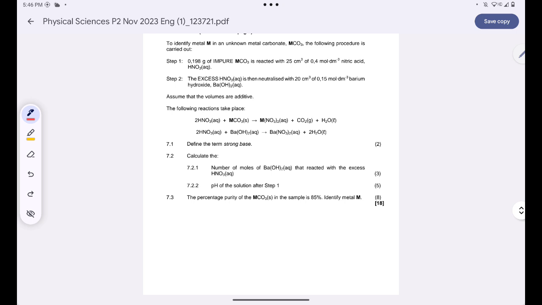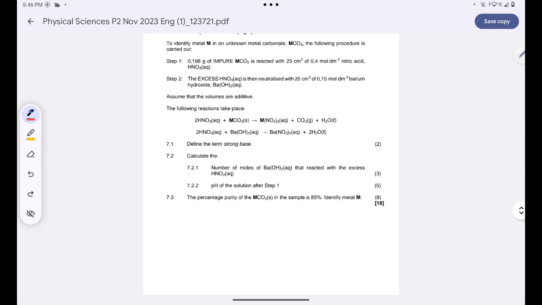We have nitric acid reacting with the metal carbonate, forming the metal nitrate plus carbon dioxide and water. Then secondly, the excess nitric acid reacts with barium hydroxide, forming barium nitrate and water.